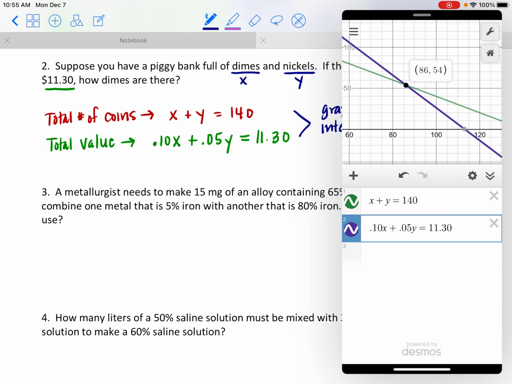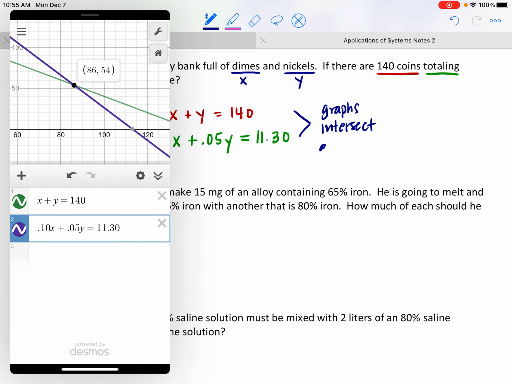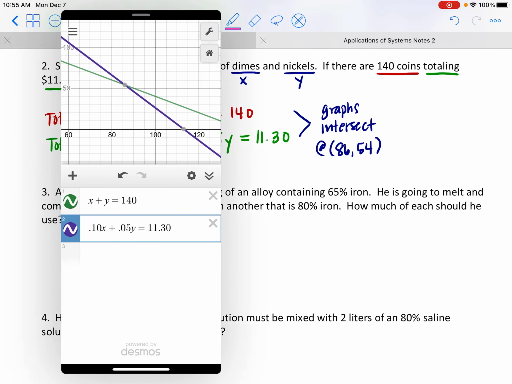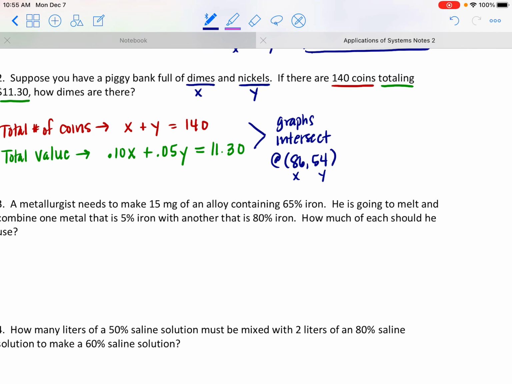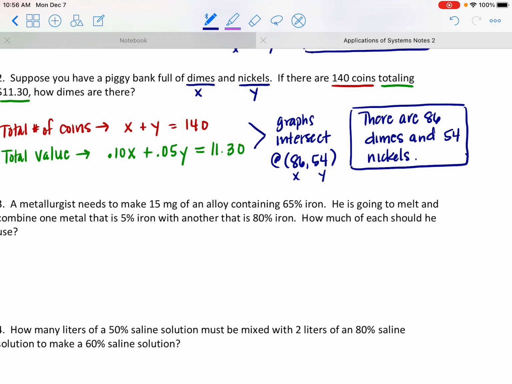All right, so these graphs intersect at 86 and 54. And so these were X's and Y's, so there are 86 dimes and 54 nickels. Okay? And again, this would be easy to confirm, and just because I skipped it on the last one, I'll go ahead and confirm on this one.